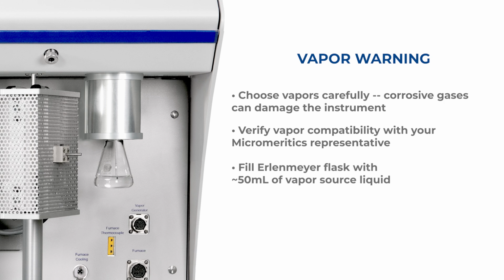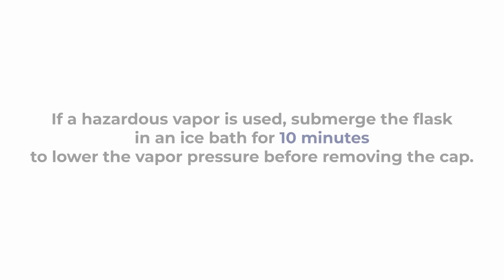Fill the Erlenmeyer flask to approximately 50 milliliters with the vapor source liquid. Hazardous vapors should be prepared under a fume hood. If a hazardous vapor is used, submerge the flask in an ice bath for 10 minutes to lower the vapor pressure before removing the cap.